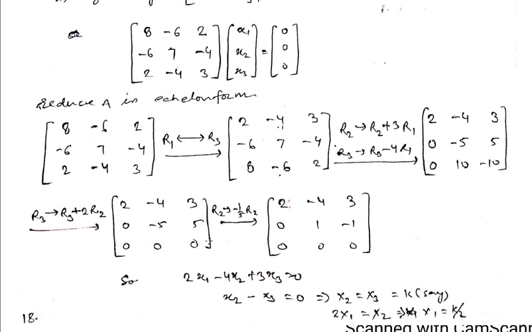third row becomes 0. Now divide second row with minus 5, hence it becomes 2, minus 4, 3, 0, 1, minus 1 and 0, 0, 0. So from this reduced echelon form we can write this system of equation in simplified form, which is given by 2x1 minus 4x2 plus 3x3 is equal to 0 and x2 minus x3 is equal to 0. From here we obtained x2 is equal to x3.